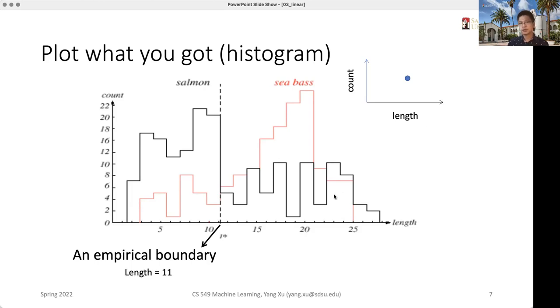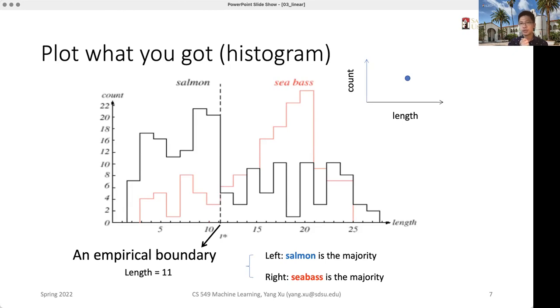So whatever fish that we encounter in the future, if it's lower than 11 inch, we can probably claim, or make a guess, that it's more likely to be a salmon, right? Because on the left of this 11-inch boundary, the majority will be the salmon, while on the right, the majority will be the sea bass.